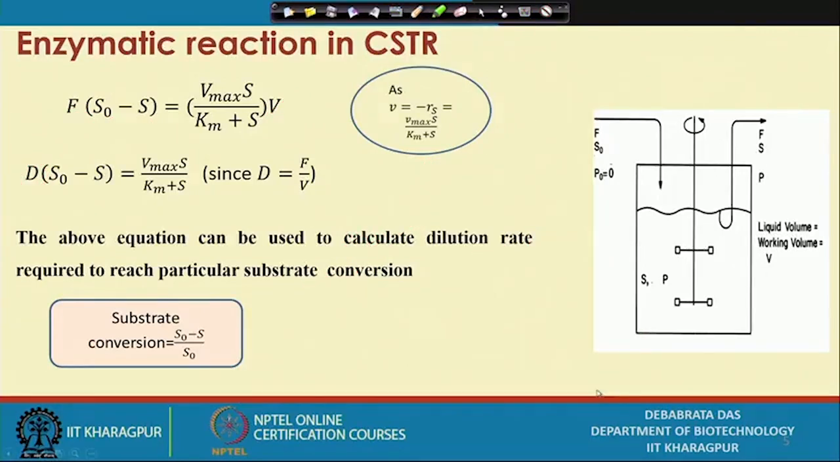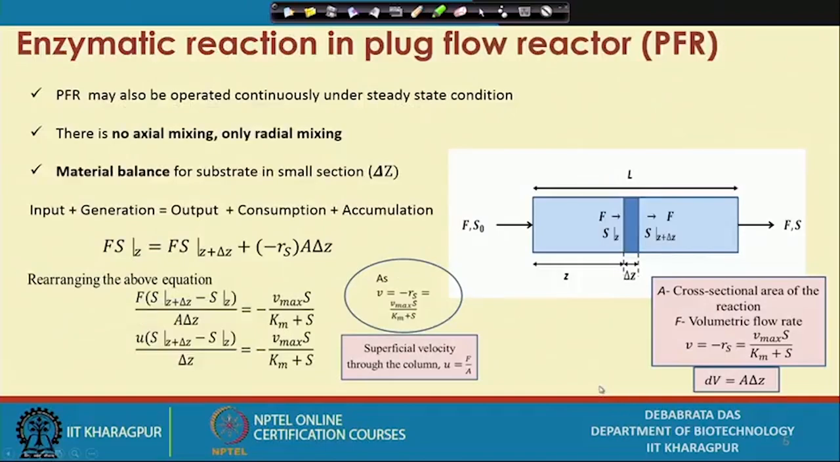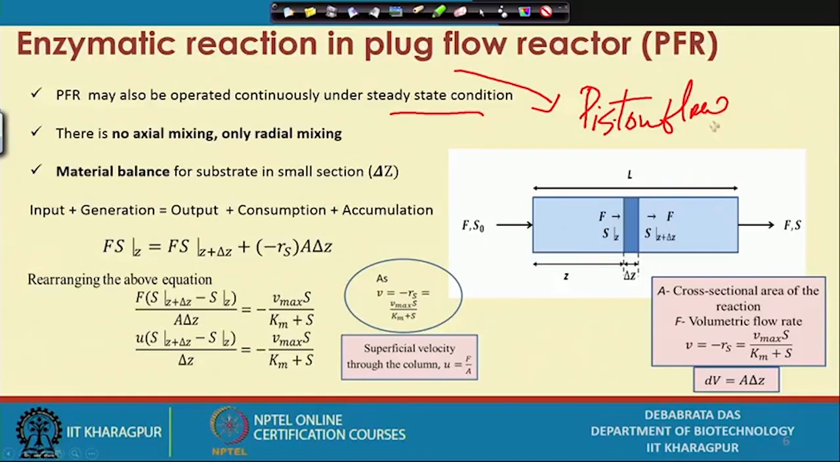Now let me talk about the plug flow reactor. I told you it can also be operated under steady state conditions. But you know, plug flow is something similar to piston flow. What do you mean by piston flow? Piston flow is the ideal flow. Suppose there is a piston here, and when the piston goes, we assume the velocity across this cross section is uniform.